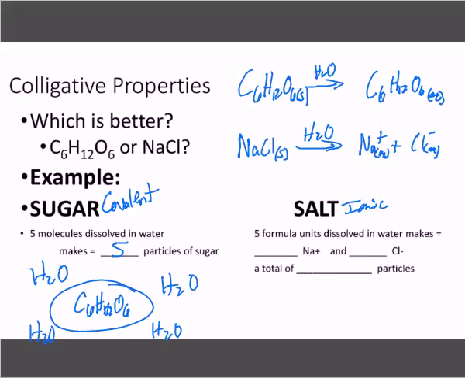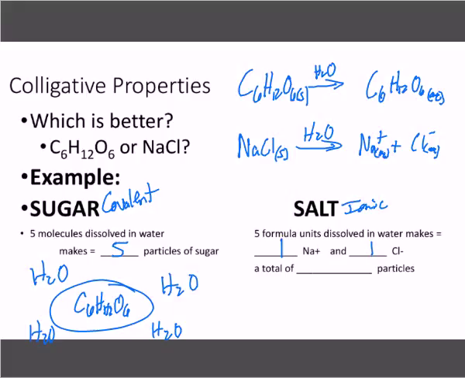Look at your reaction that I wrote up there. How many ions formed? How many sodium ions formed? 1. How many chloride ions formed? 1. So a total of how many particles? Now, think about what the question's asking. It says if you have 5 formula units dissolved.